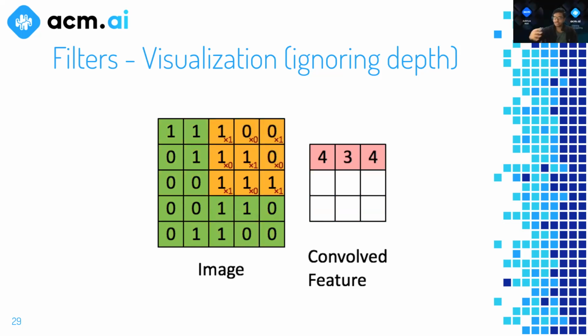And keep in mind that this example is ignoring depth, which is why we see this image as a two-dimensional matrix of pixel values, and the 3x3 feature map that you get at the end is also a 2D matrix. In reality, these are going to be volumes to deal with the different RGB color channels we have. But for now, we're going to keep it simple, so it's easier to visualize.